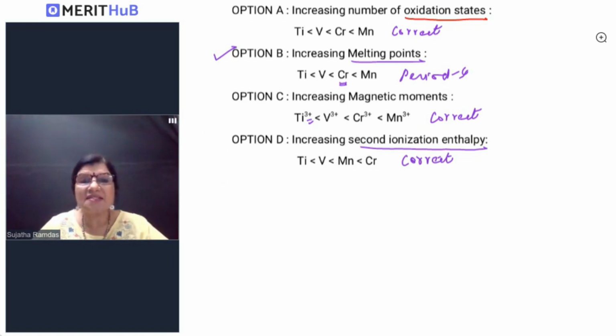So the correct answer to this question, the option which is incorrect, would be option B. I hope the discussion was clear, and I hope this particular question made you recollect some very important periodic properties and chemical properties of the transition metals or the D block elements.